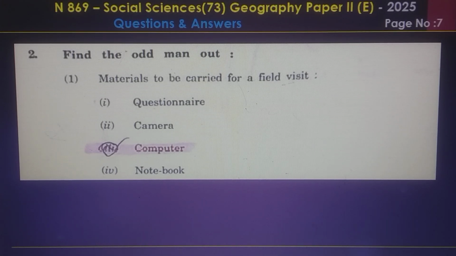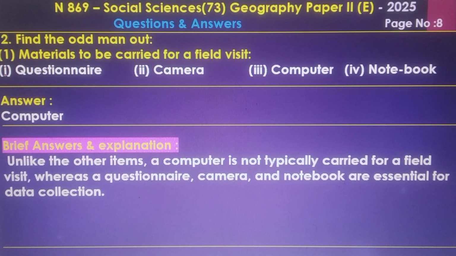And question number 2, find the odd man out. First question: material to be carried for the field visit. The options are camera, computer and notebook. The answer is computer. The brief answer and the explanation of this question: unlike the other items, a computer is not typically carried for a field visit, whereas the camera and notebook are essential for data collection.